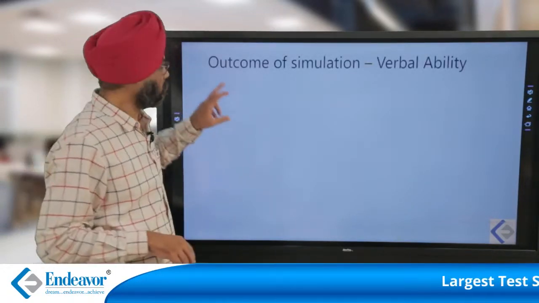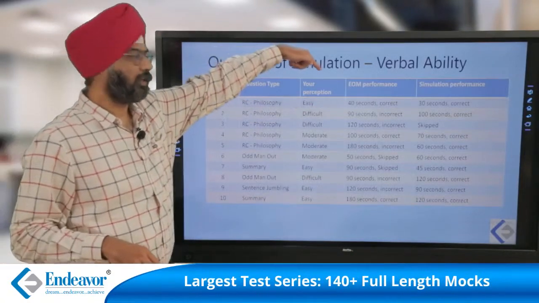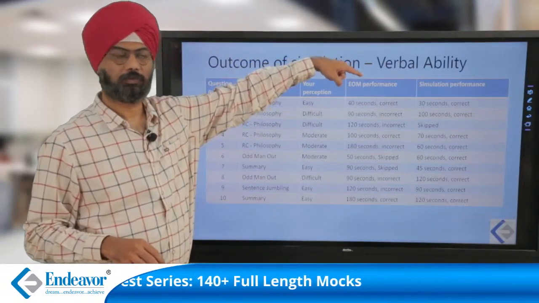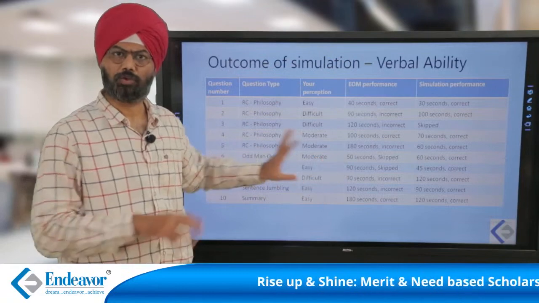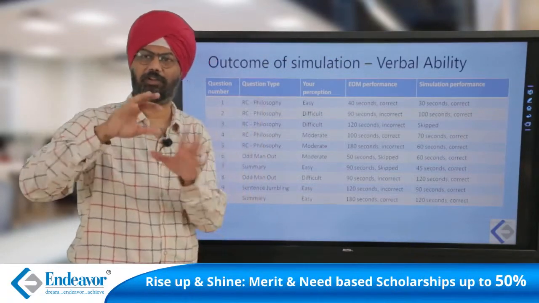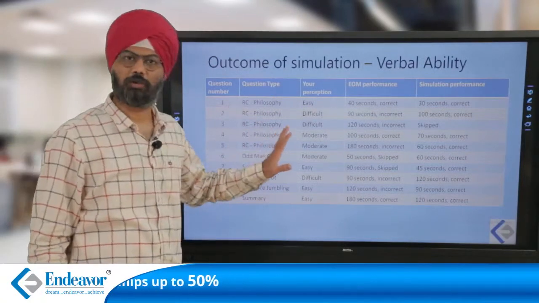Same with verbal. What did I do in my EOM? What did I do in my simulation performance? I get this chart. This chart does not take a lot of time. It looks really nice and attractive when you're doing it in an Excel sheet or in a notebook, this is not going to take you a lot of time.